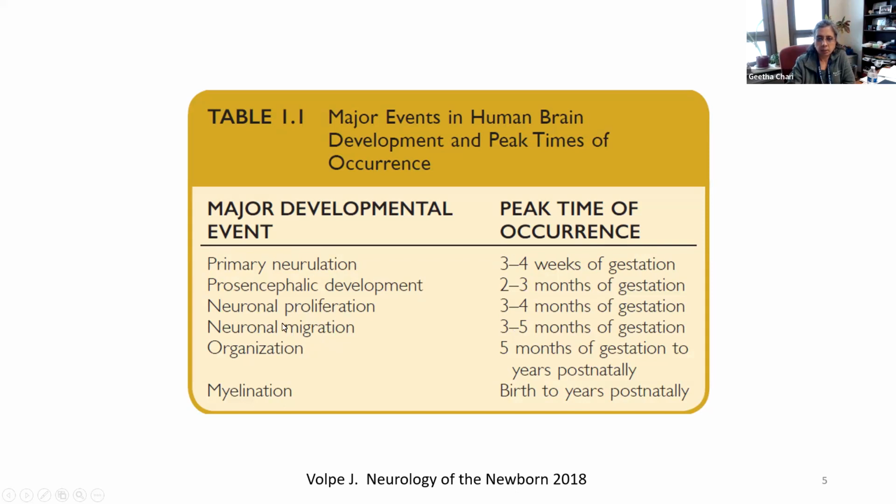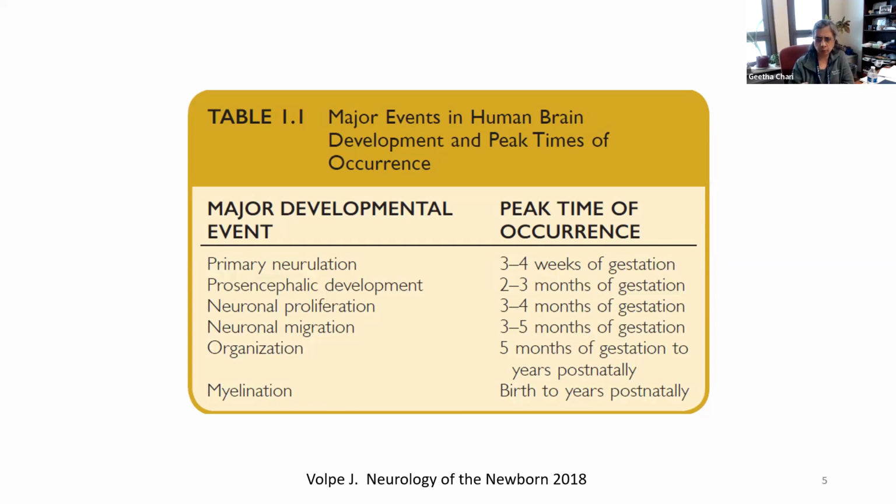Side by side, you have neuronal proliferation and migration, which occurs around 3 to 5 months of gestation, where the neurons proliferate, migrate, and form the various sulci, gyri, areas, and parts of the cerebral and cerebellar hemispheres. Then finally, organization begins somewhere around 5 months of gestation and continues several years postnatally. Myelination is the final thing, which begins at birth and also continues for over a year or more postnatally. So that's the overall gross outline of normal development.